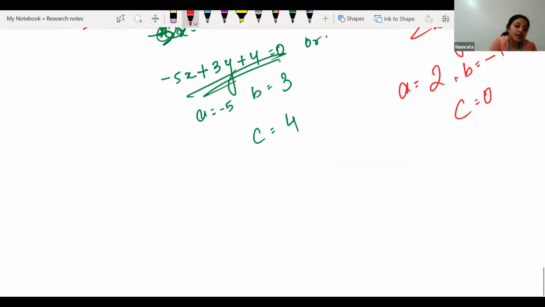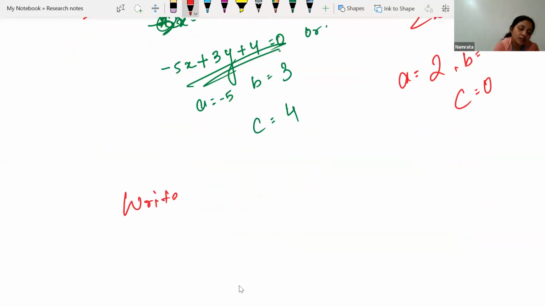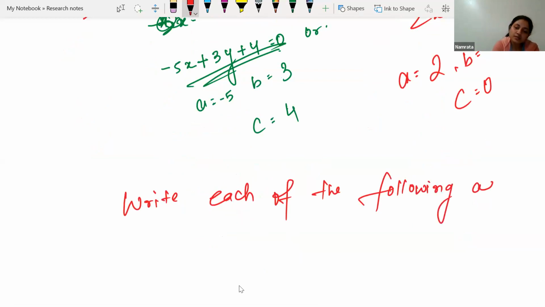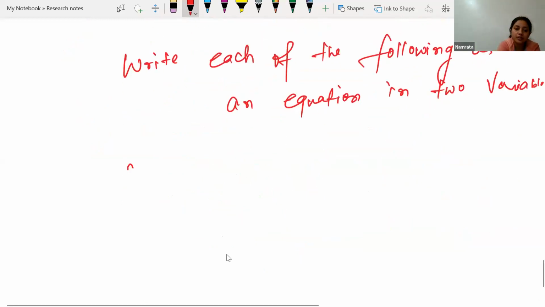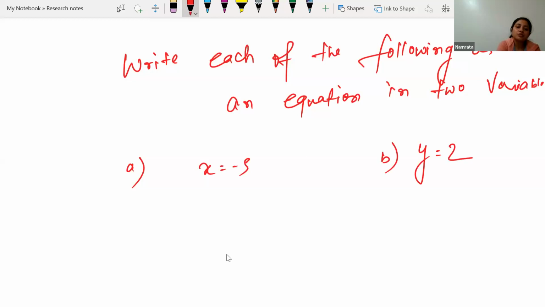Now the next concept is: write each of the following as an equation in two variables. Even though it doesn't look like an equation having two variables, we have to write it in such a format that it will have two variables. Number one is x equals minus 5. Number two is y equals 2. Number three is 2x equals 3. And number four is 5y equals 2.